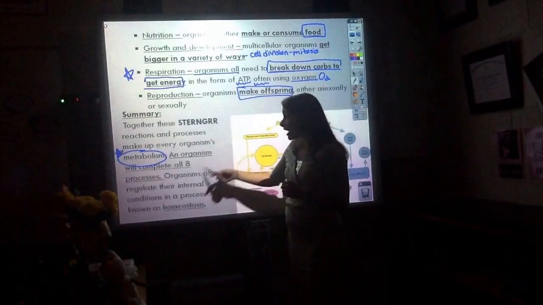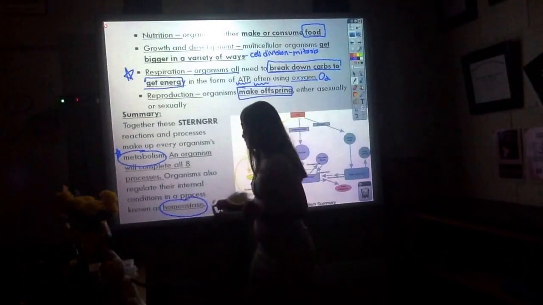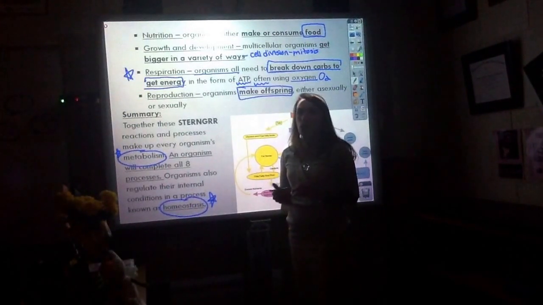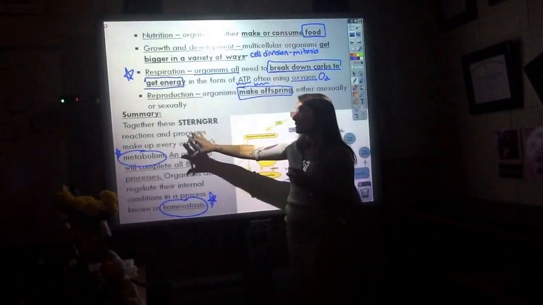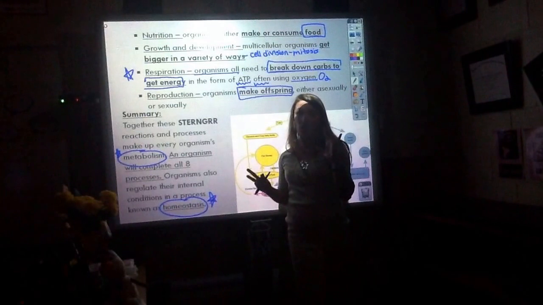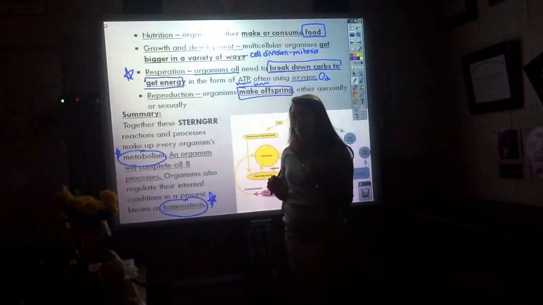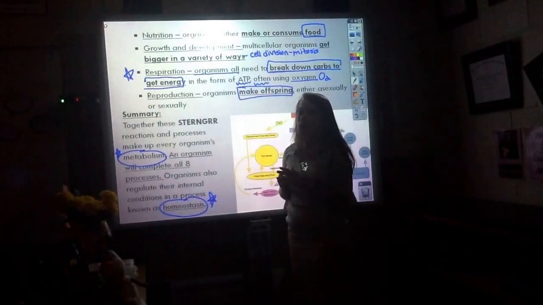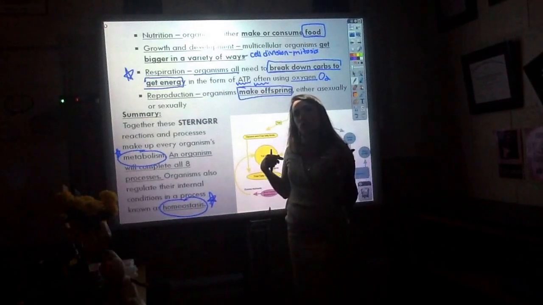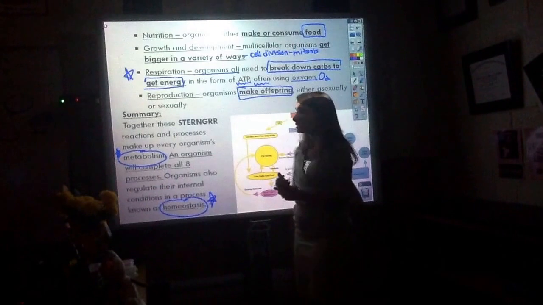Organisms also regulate their internal conditions in a process called homeostasis. And we're going to be exploring this word, homeostasis, a lot this year as well. How do you control these processes? So the STERNGRR 8 processes: synthesis, transport, excretion, regulation, nutrition, growth and development, respiration, and reproduction. You do need to memorize them. All 8 of these make up an organism's metabolism or reactions. How the organism controls that is called homeostasis.